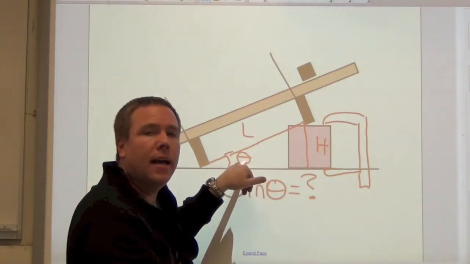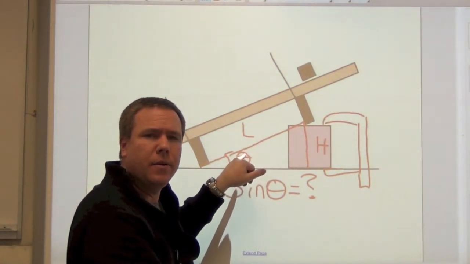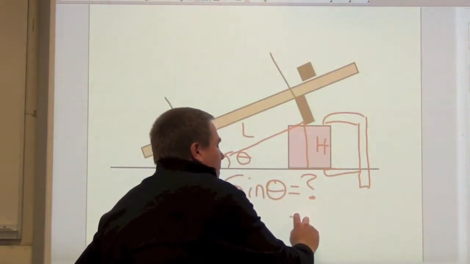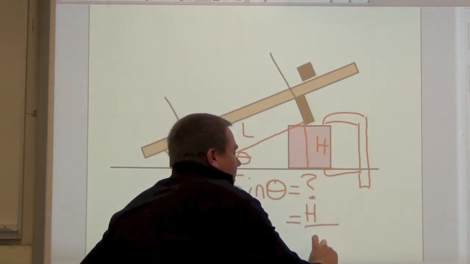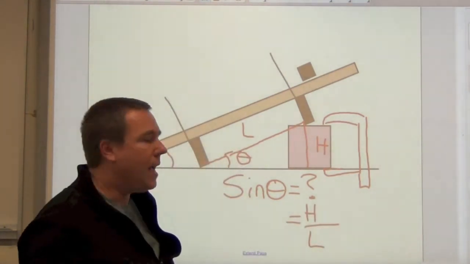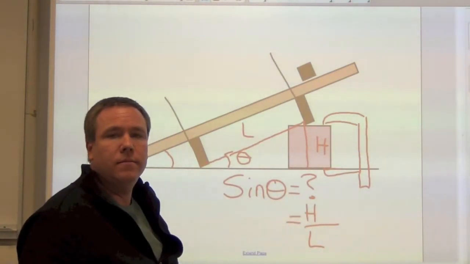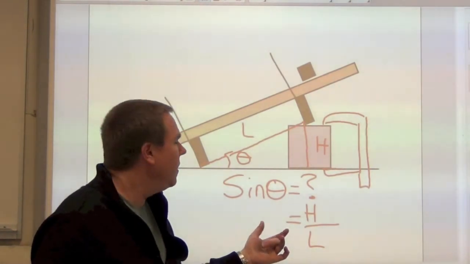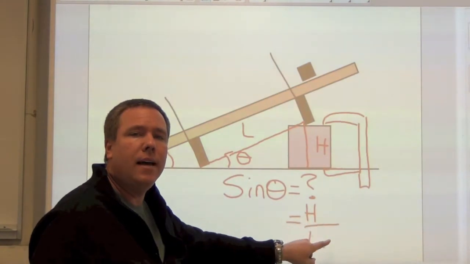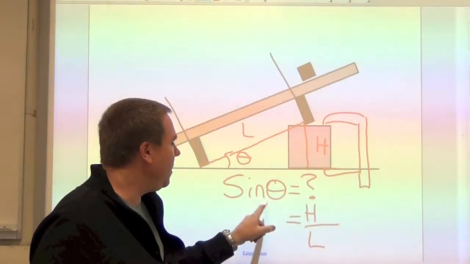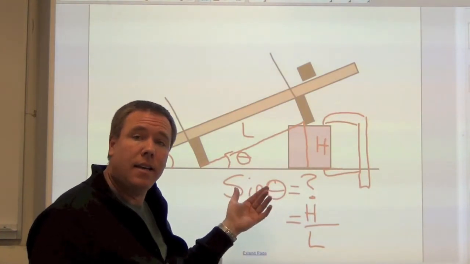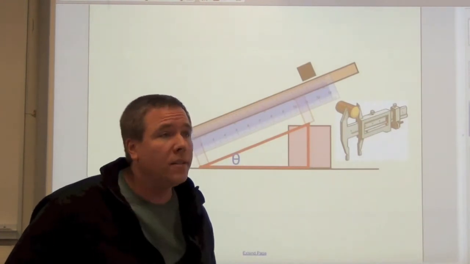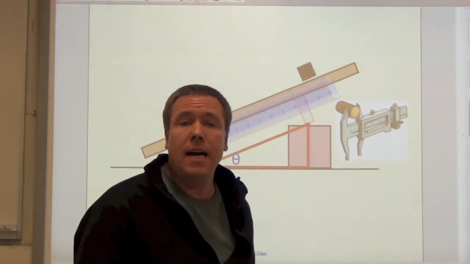How do we describe the sine of this angle theta? Do you remember the rules for sine theta? It's opposite over hypotenuse, so it's simply equal to H over L. The height over the length. That's sine theta. What are the units for sine theta? Think carefully. If we measure H in centimeters and L in centimeters, then what are the units of sine theta? Sine theta is dimensionless. So again, one of your jobs is going to be to quantify H and L so that you can find sine theta.